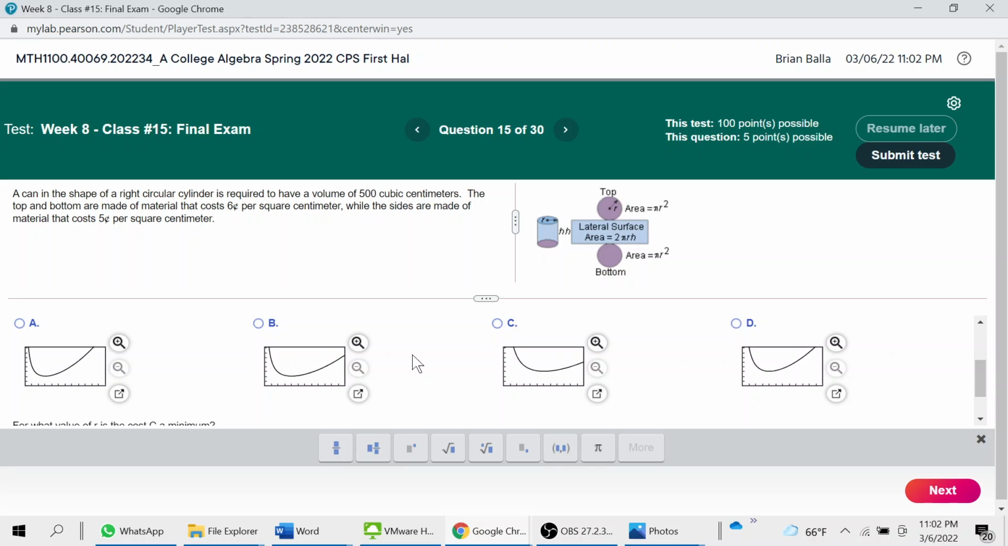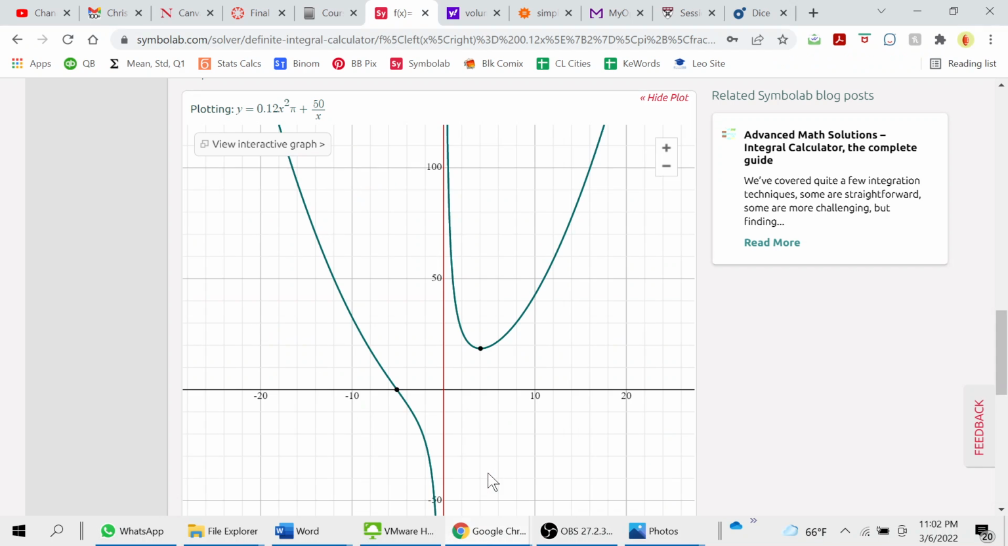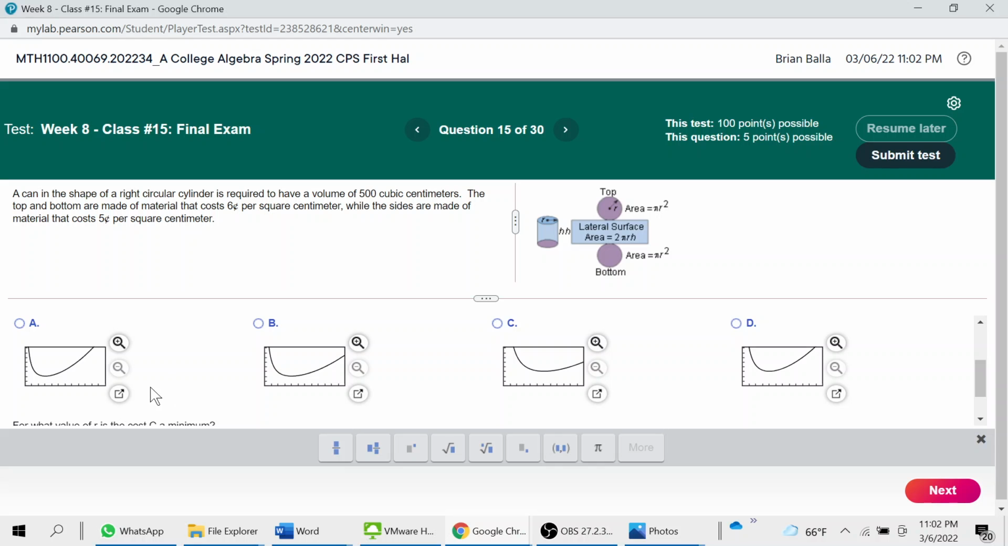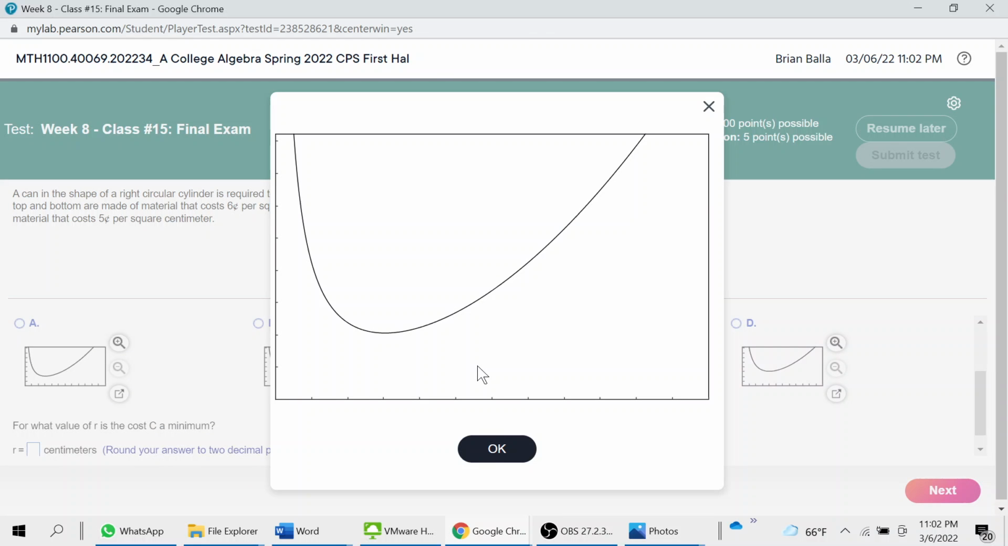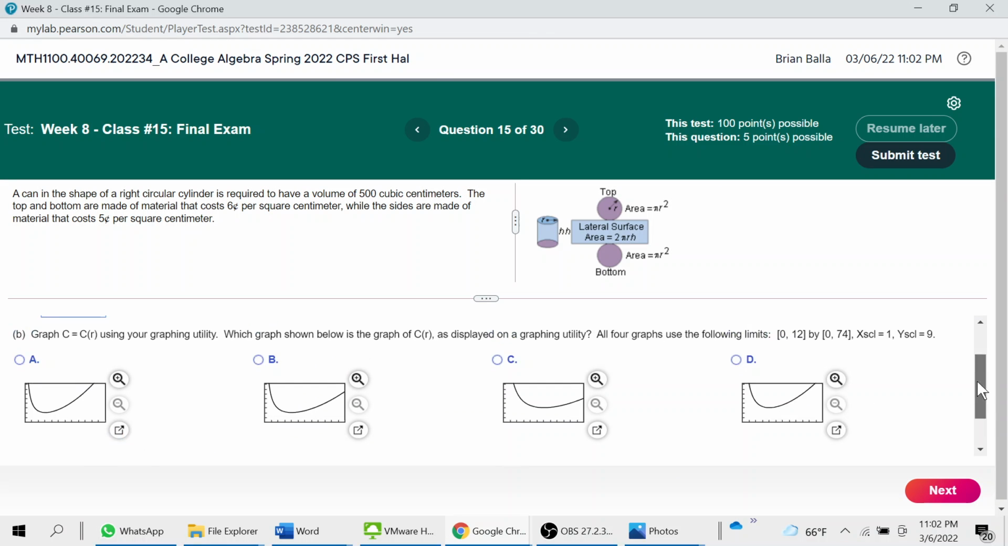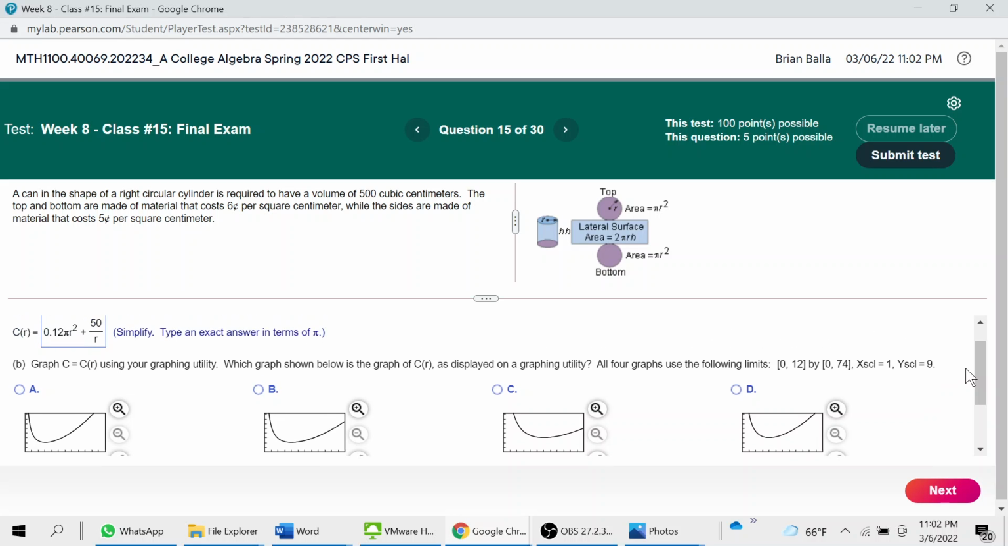Okay, these two. Oh, interesting. Oh boy, they all look the same. What the hell? Wait, let me just use my graphing calculator. This might be simpler with my graphing calculator. Pi x squared plus 50 over x. The window is 0 to 12, x scale 1, 0 to 74, y scale 9. Okay, and graph.